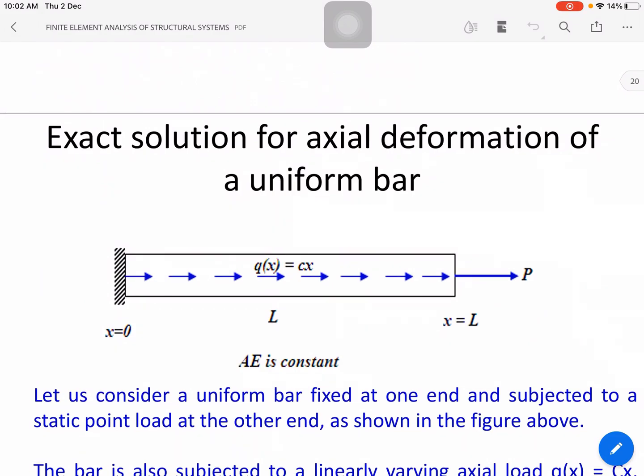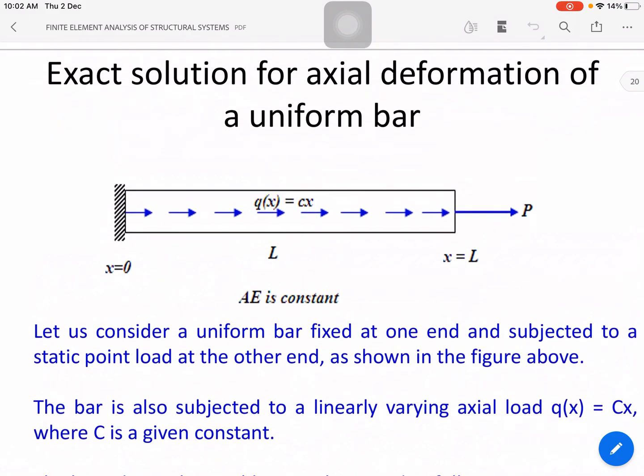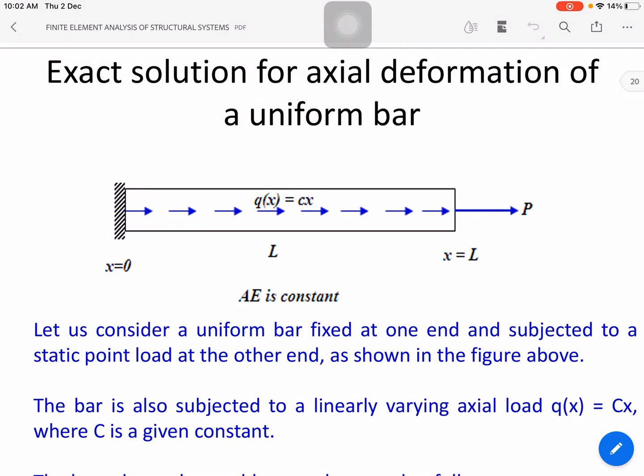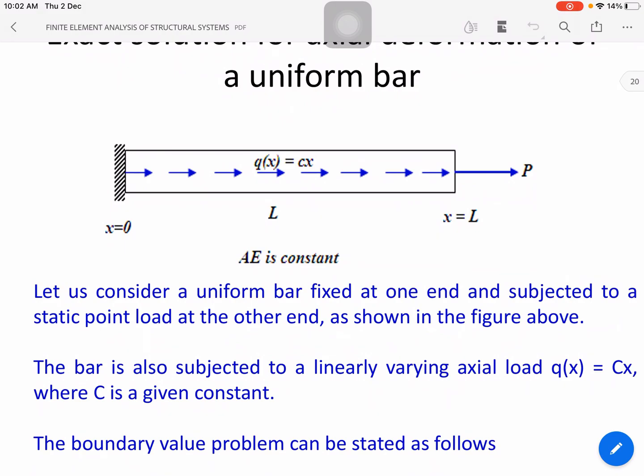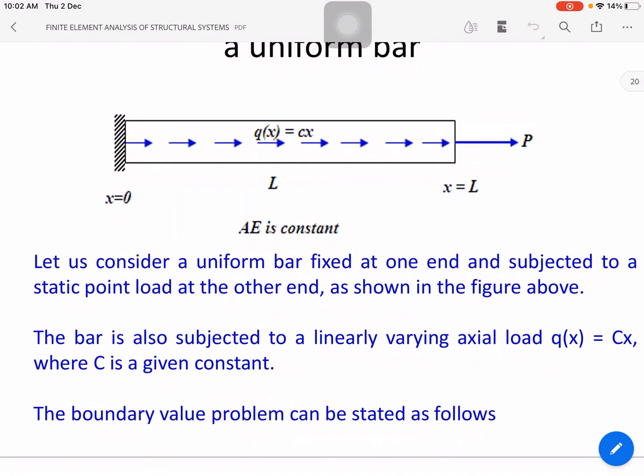So next we will try to derive the exact solution for axial deformation of a uniform bar, right? So for that we will consider a cantilever beam fixed at x is equal to 0. Length of the beam shall be L, right? And this axial force can be written as Q of x is equal to C into x, where C is a given constant and P is the load applied at the tip. This Q of x is varying across the length of the beam.